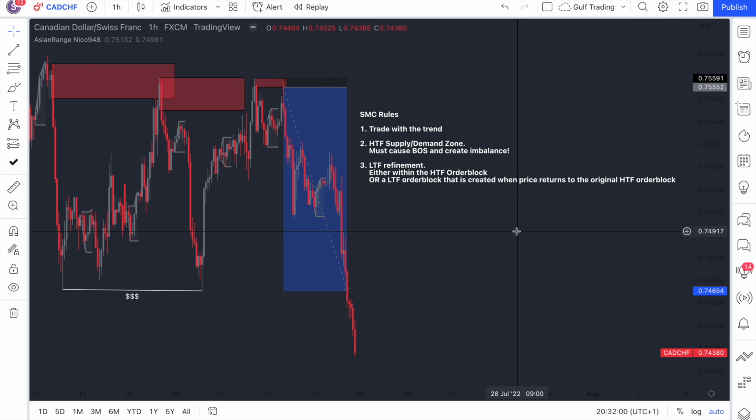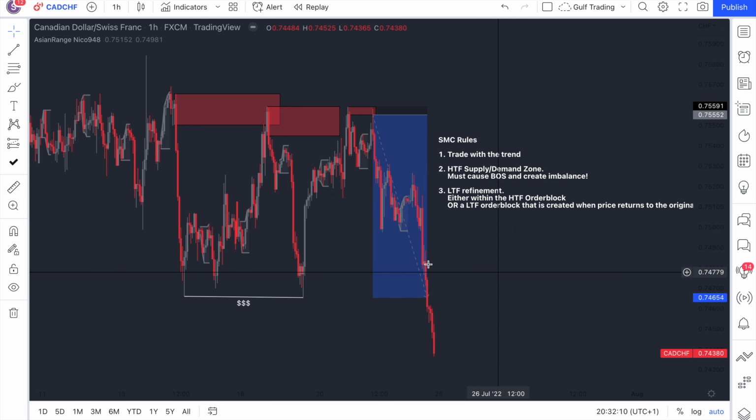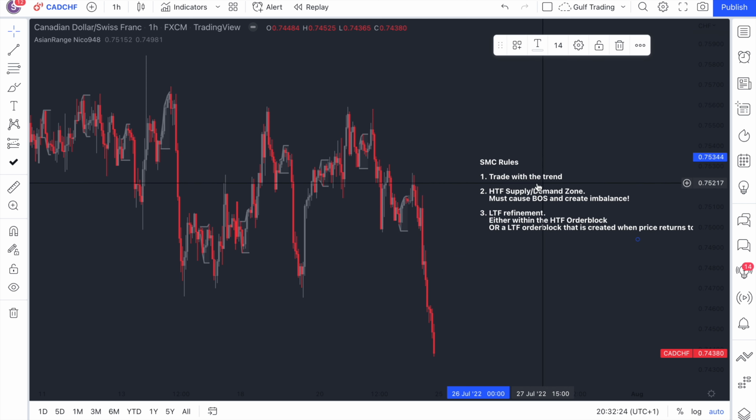Okay, so here are the 3 rules. I'll let you read through them and then I'll show you how I use them in real time. So I'll just get rid of all the analysis so I can start fresh for you. Okay, so rule number 1 is to trade with the trend.